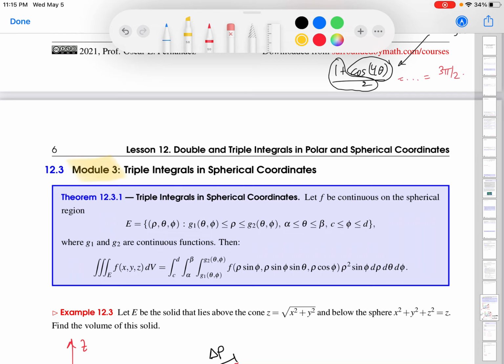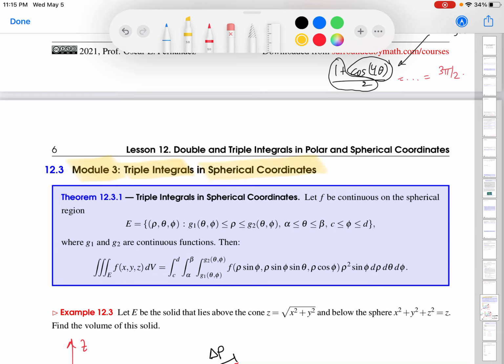So we've talked in the first video about how to convert between polar and spherical coordinates and Cartesian and back and forth. And we talked in the previous video, Module 2, about how to do double integrals in polar coordinates. So this video closes us off with triple integrals in spherical coordinates.